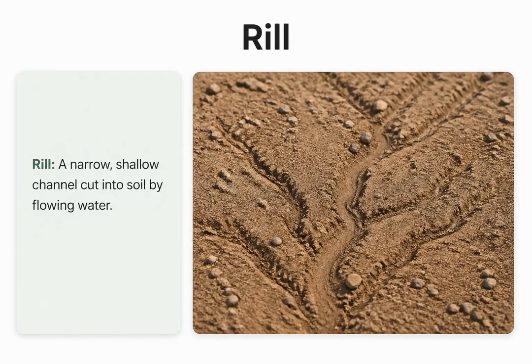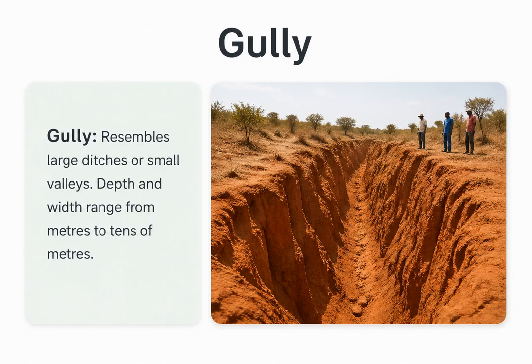The smallest scale of water erosion creates what we call a rill. A rill is a very narrow and shallow channel cut directly into the soil. As runoff water flows over the bare ground, it concentrates into these tiny streams, picking up loose particles and carving these miniature drainage networks. When rills merge and water continues to flow with more force, they grow into gullies.